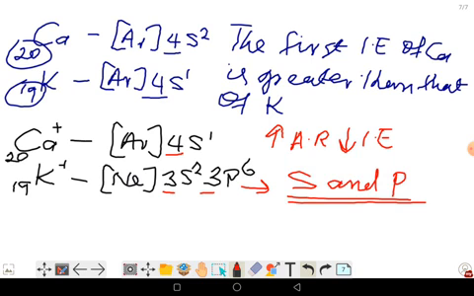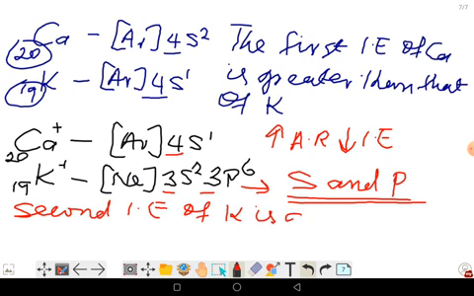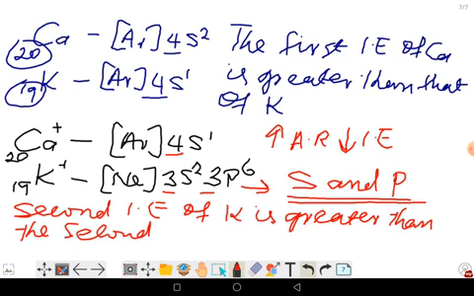By so doing, the second IE of potassium takes the lead. Potassium takes the lead. The second IE of potassium is greater than the second IE of calcium. So that is what we should know.